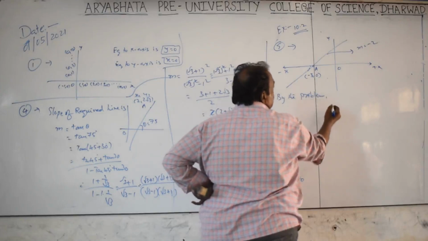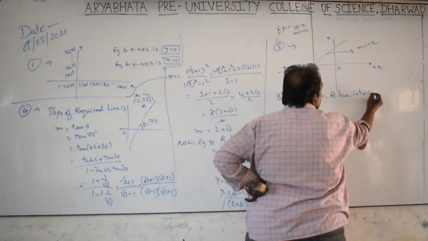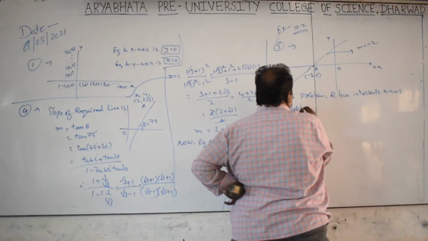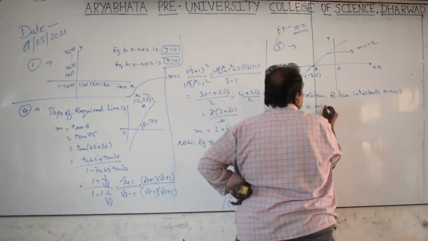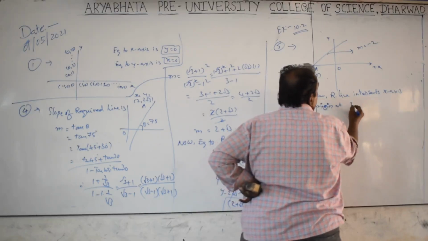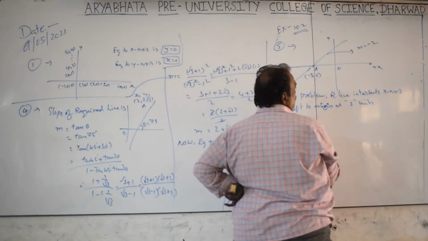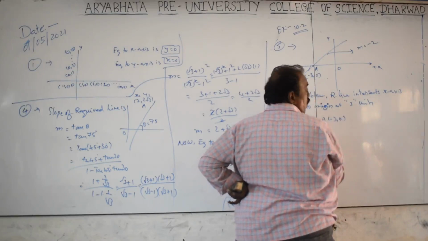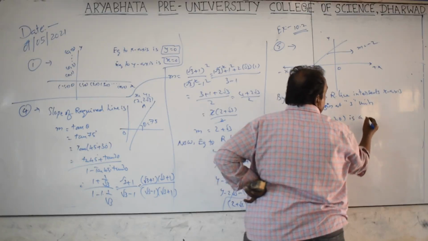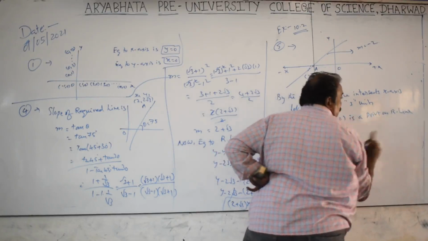Here also, by the problem, what is given? The required line intersects the x-axis left to the horizon at 3 units. That implies A is equal to minus 3 comma 0, a point on the required line.